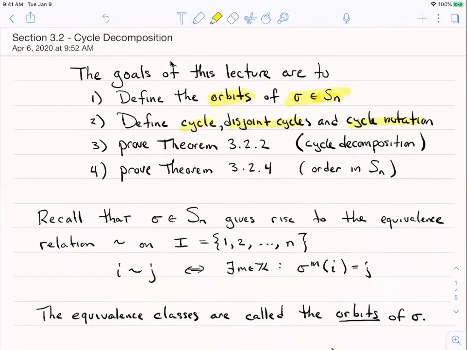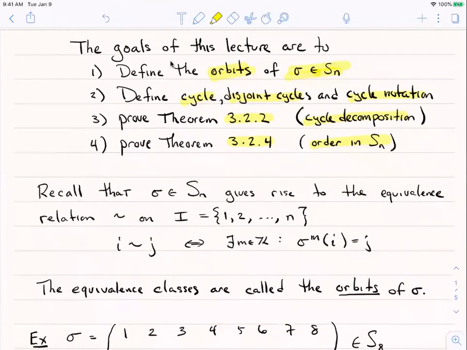I want to prove theorem 3.22 in your text. That's about decomposing a permutation into a product of cycles, disjoint cycles. I want to prove 3.24. That's about how to compute the order of an element in a symmetric group. All right, so let's get right to it.